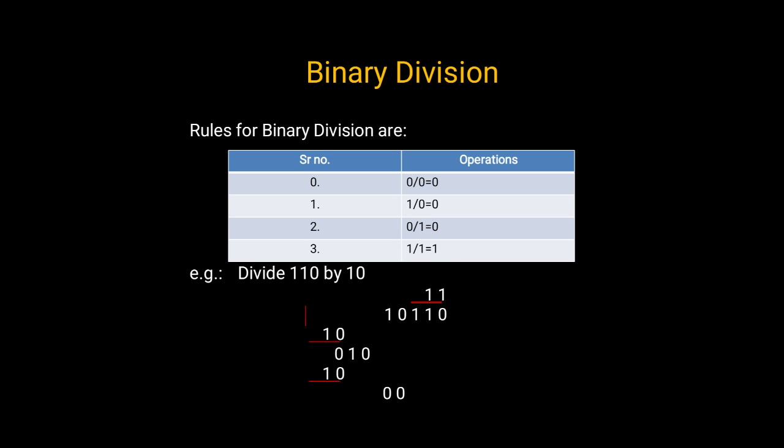These are the binary division rules. 0 divided by 0 is 0. 1 divided by 0 is 0. And 0 divided by 1 is 0 and 1 divided by 1 is 1. Observe the cases. Only 1 divided by 1 is 1, otherwise all are 0.